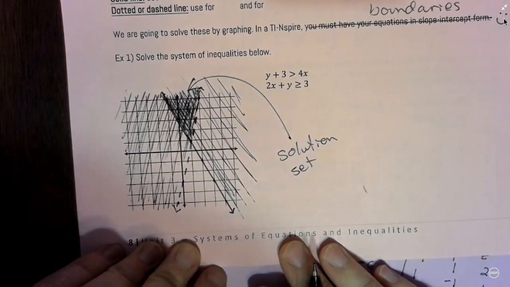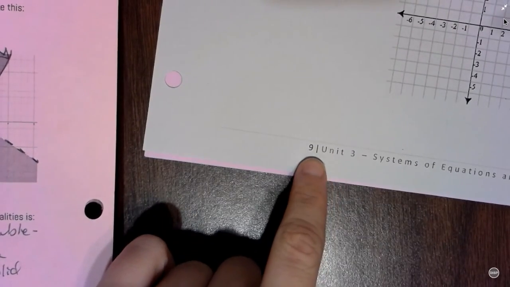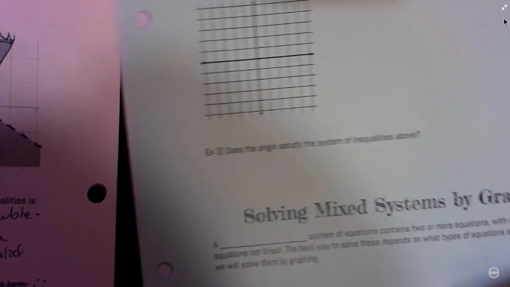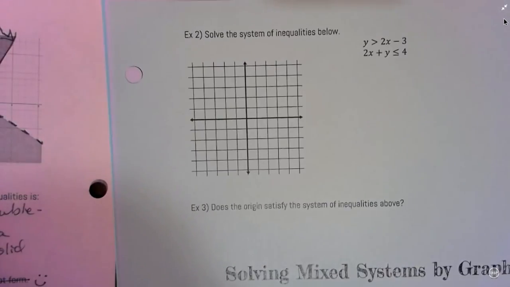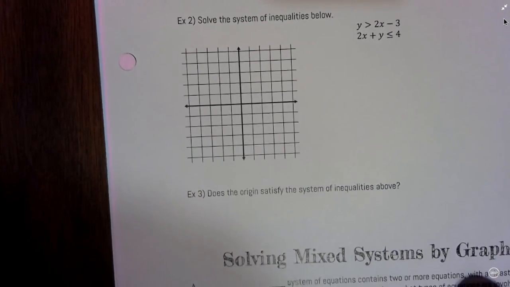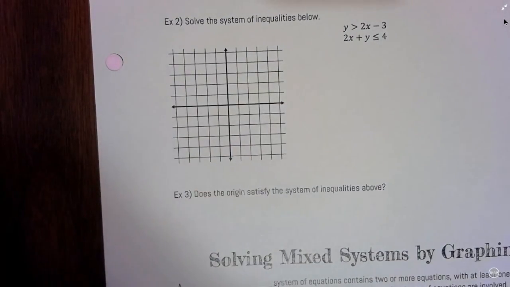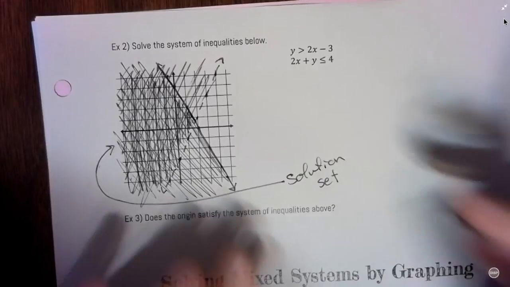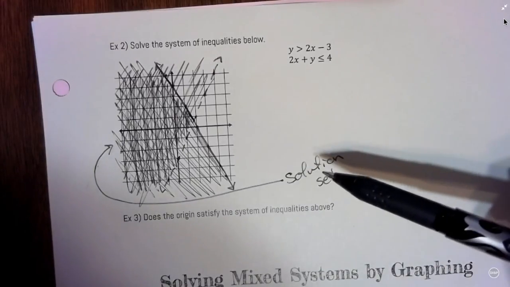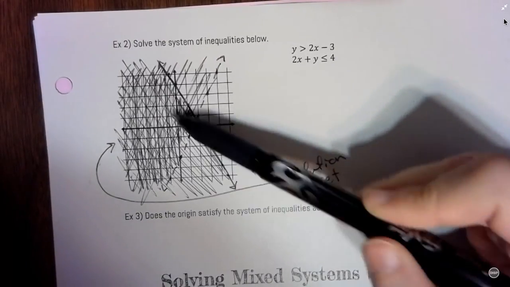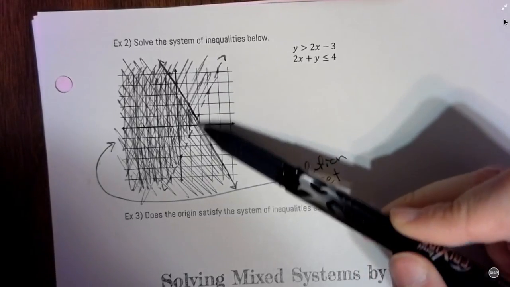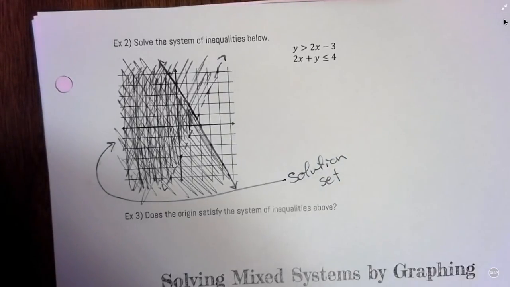So that's really all there is to it. Let's try one more. So there's one more example on page 9 right here. Solve the system of inequalities below. So I'm going to go ahead and type that in, and you should do the same, and I will be right back. So here's what your graph should look like. Your solution set is this big ol' area right here, including this line, not including this one.